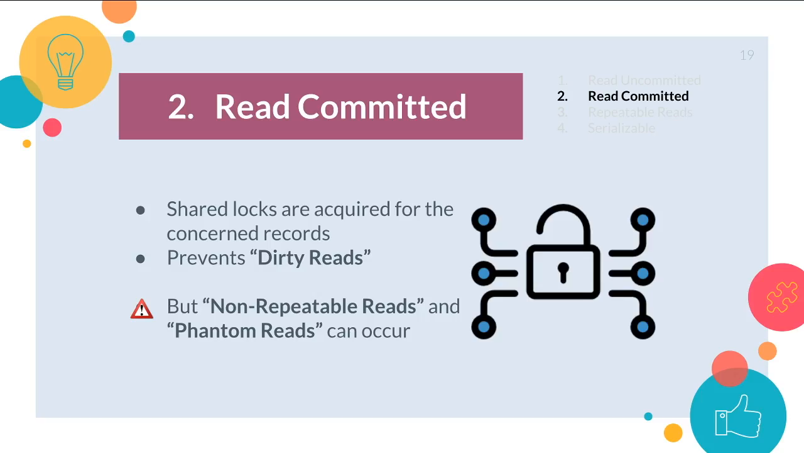Under read committed isolation level, shared locks are required for the concerned records. The shared locks are released when the current instruction ends. This isolation level prevents dirty reads, but since the record can be updated by other concurrent transactions, non-repeatable reads and phantom reads may occur. An example of non-repeatable reads is when transaction A retrieves the row, transaction B subsequently updates the row, and transaction A later retrieves the same row again. Transaction A retrieves the same row twice but sees different data.